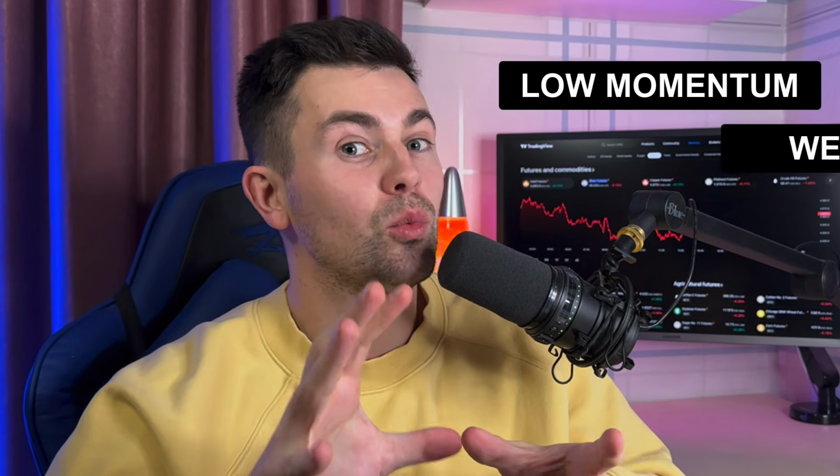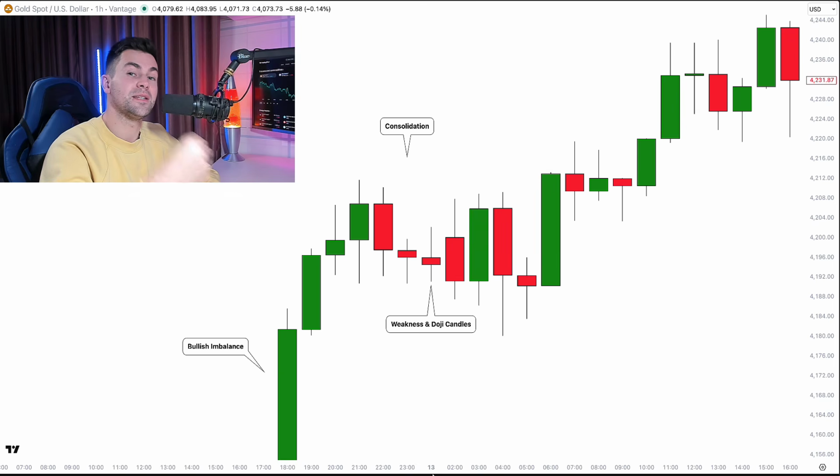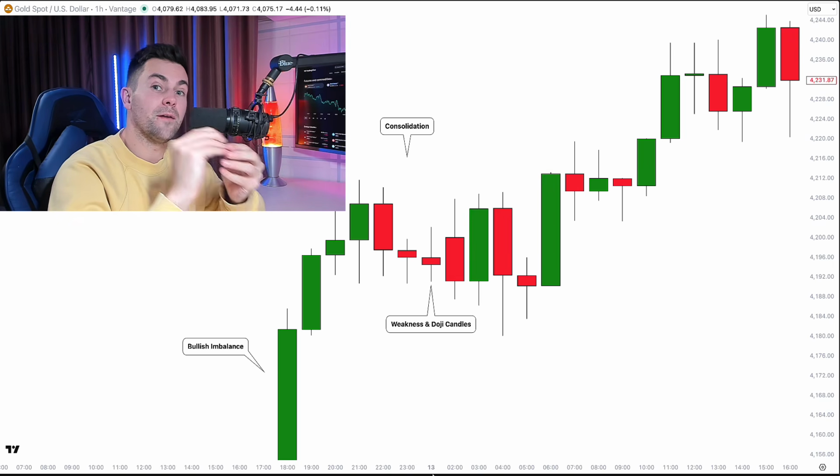Depending on the preceding candles, Doji candle can also signify low momentum and weakness. On this price chart, we can see that gold was rising rapidly because of the excess of demand. At some moment, the momentum became weak and gold started to consolidate. In this consolidation, we see two Doji candles. These Doji candles simply confirm the weakness and the low market momentum. It shows us that trading volumes and market volatility are very low.